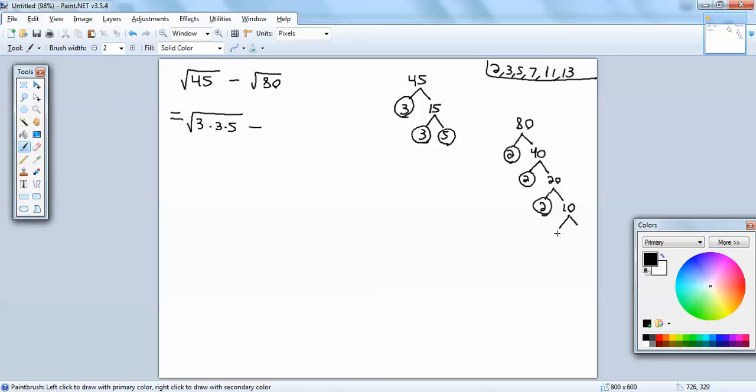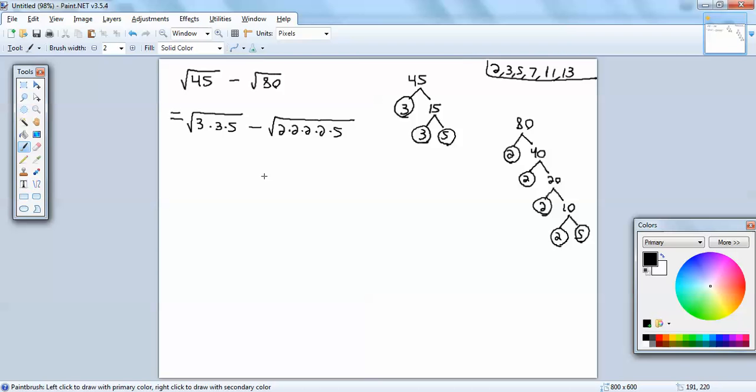And this is still divisible by 2. 2 times 5. 2 is prime, so circle it. And actually 5 is prime also, so circle it. So all these circled numbers are the prime factorization. So we got 4 2's, and we got 1 5.